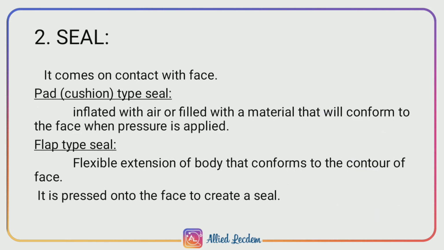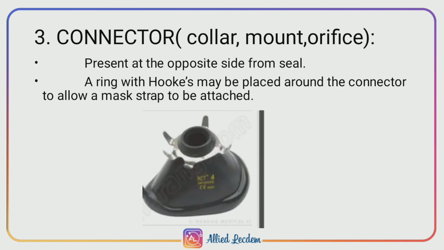The second one would be the seal. The edge part of the mask is called the seal and it is always in contact with the patient's face. Two types are available. First one would be a pad or a cushion. It is inflated with air. Second one is the flap. It is a flexible extension of the body. Usually all face masks are pressed onto the face to create a seal. The third one would be the connector, present at the opposite side from the seal. A ring with hooks may be placed around the connector to allow a mask strap to be attached.